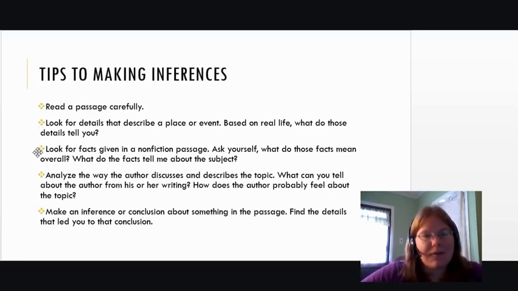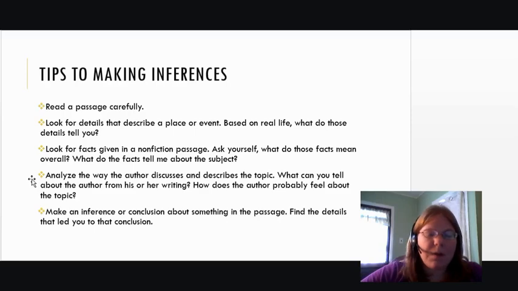Look for facts given in a nonfiction passage. So when you're reading something truthful based on fact, look at those facts they mention. Ask yourself, what do these facts mean overall? What do the facts tell me about the subject?